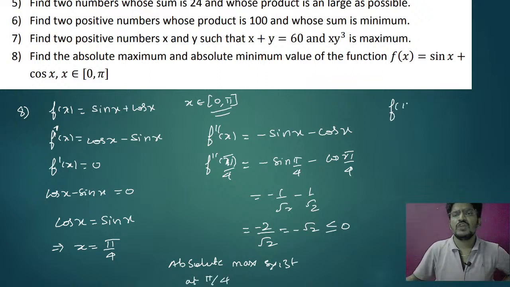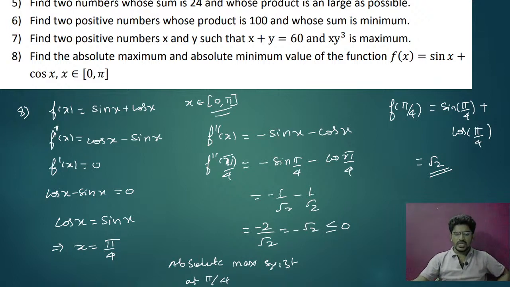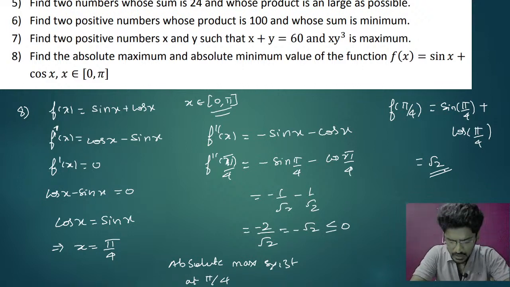Therefore, f of pi by 4 will be equal to sin pi by 4 plus cos pi by 4. That will be root 2. So root 2 is your maximum value. Clear? So from this you can see that root 2 is going to be your maximum value. Okay.